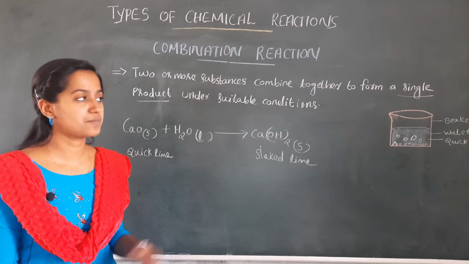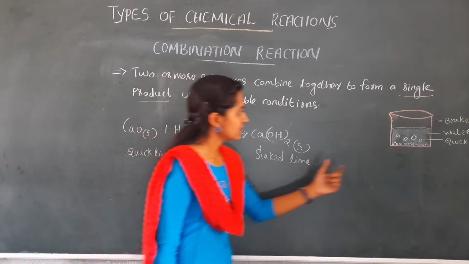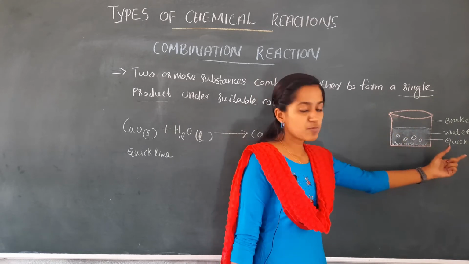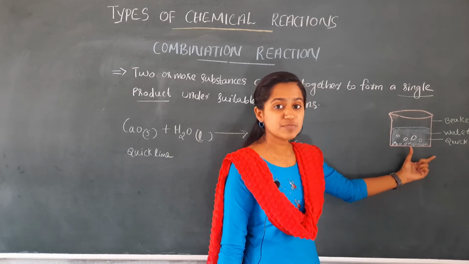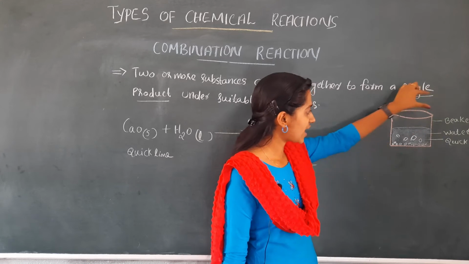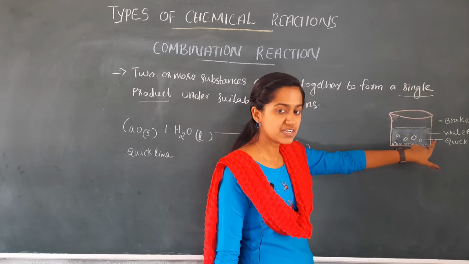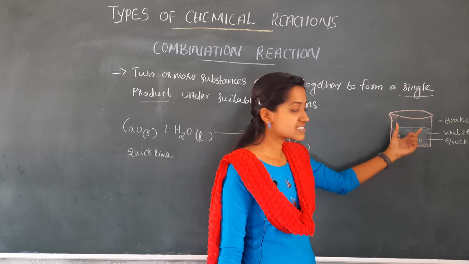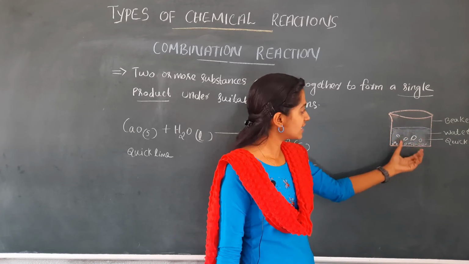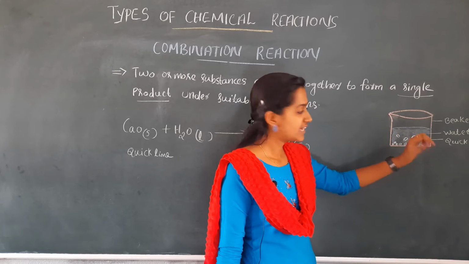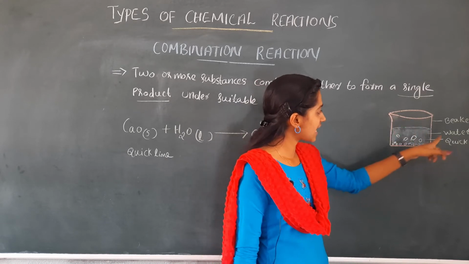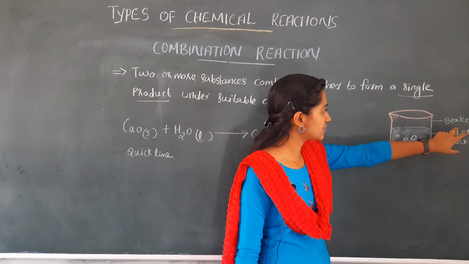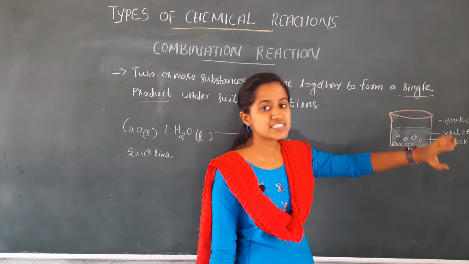Now we have an example for this reaction. Here is a beaker. In this beaker, 2 to 3 grams of calcium oxide crystals are added. Then water is slowly added into this beaker. We can observe that the solution starts boiling and the reaction is highly vigorous in nature, and bubbles are formed. Here the formed product is calcium hydroxide. That means calcium oxide combined with water to produce calcium hydroxide.